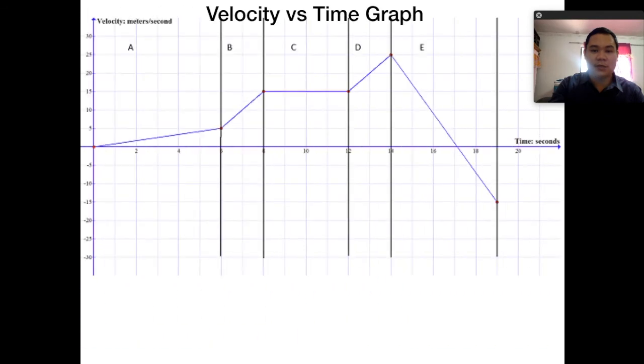How about this velocity versus time graph? We have portion or area A, portion B, portion C, portion D, and portion E. And we have 2, 4, 6, 8, 10, 12, 14, 16, 18, and 20 seconds. And then this will be our velocity versus time graph.